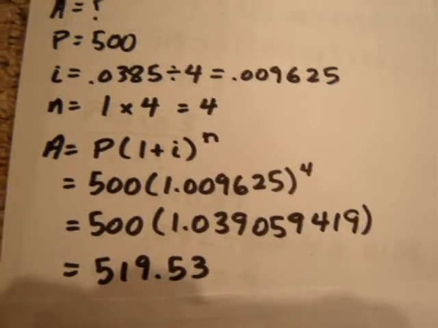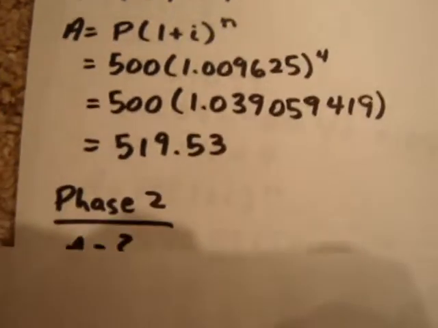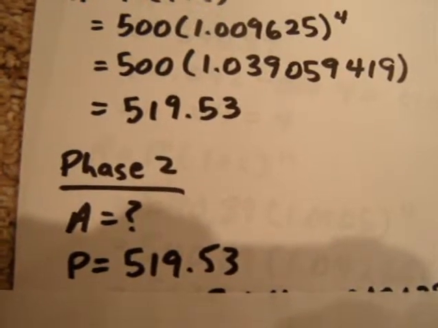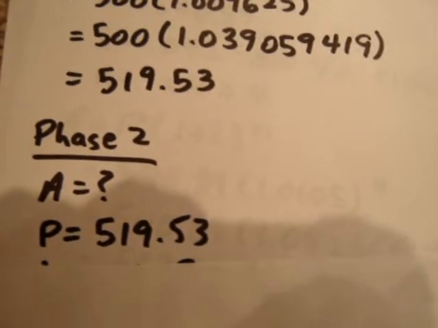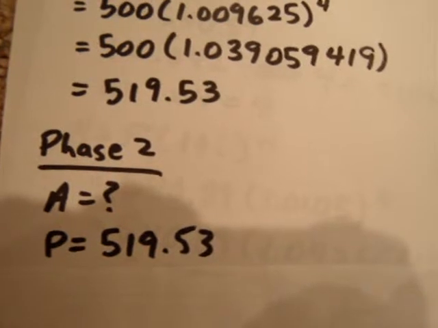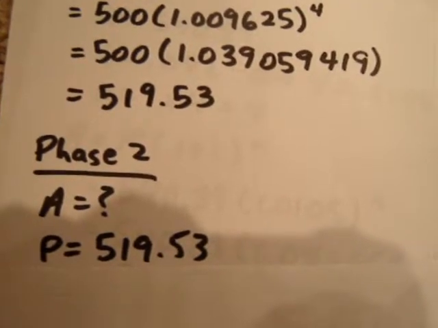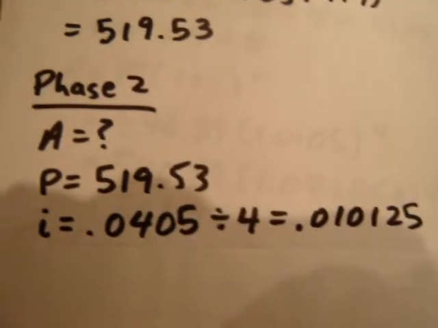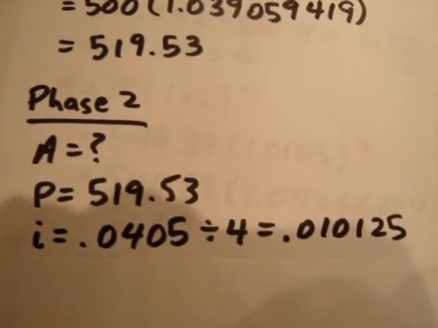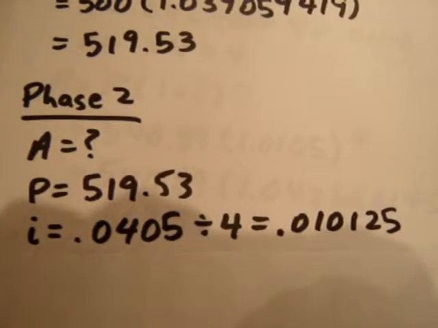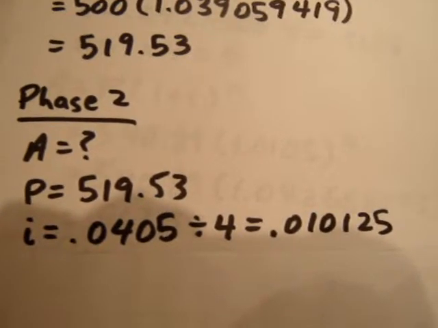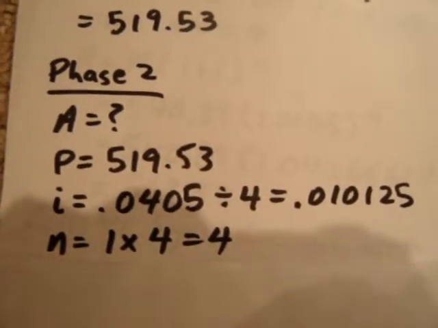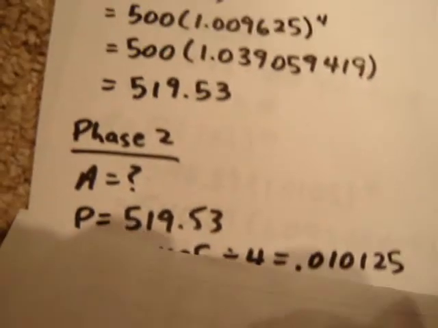Now that he goes into his second year with that amount, for Phase 2, we have to call that amount of 519.53 the principal. It's the prior amount now for year 2. The after amount for year 1 becomes the prior amount for year 2. Well, our new variable rate is 0.0405. We divide that by 4 since we're compounding quarterly, and we get 0.010125. Our little letter n is 1 year times 4, which is 4.